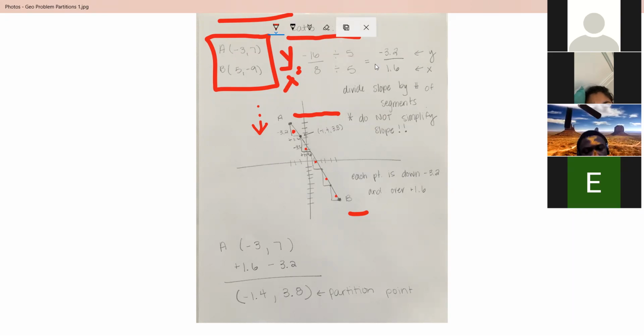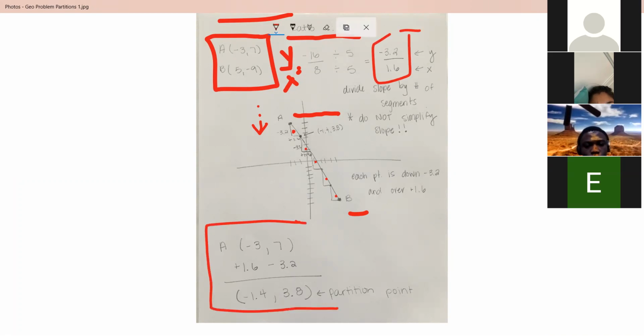All right. You can also take, since we're starting at A, you can say, well, where would that partition be if I just added this to my coordinates? And the partition point would be right there. Negative 1.4 and 3.8. And that puts it right there at that point. Okay.